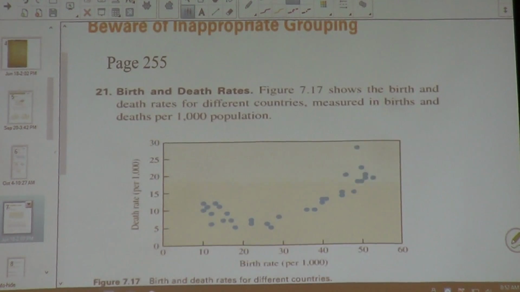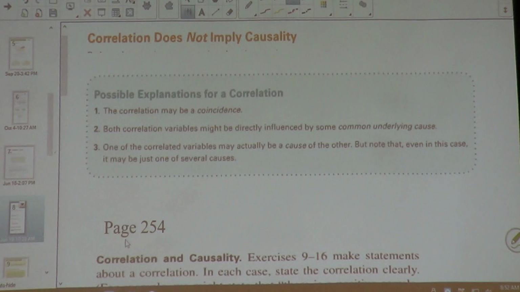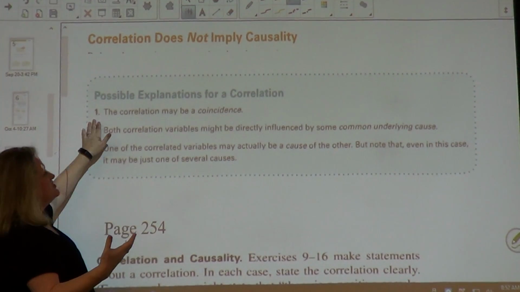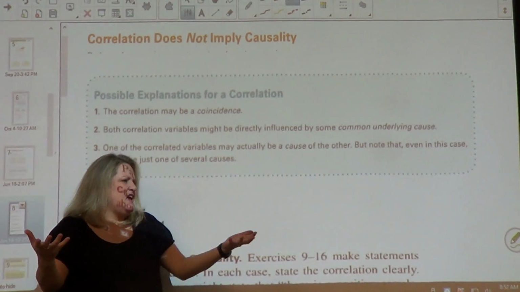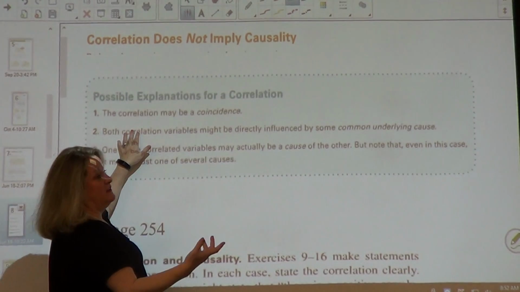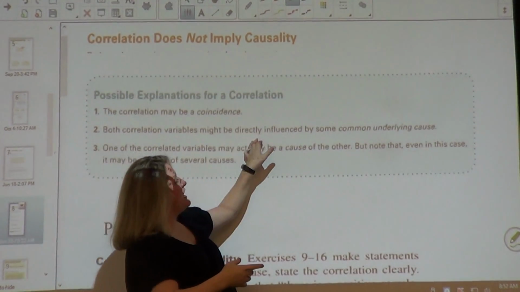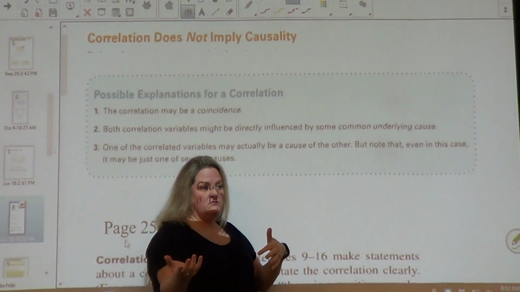Alright. Let's look at this one, this one's good. The correlation, we're talking about correlation means a relationship. So there's a couple of things that say the relationship may be a coincidence. You know, you may have met this guy by coincidence. The correlation may be directly influenced by some common underlying cause.